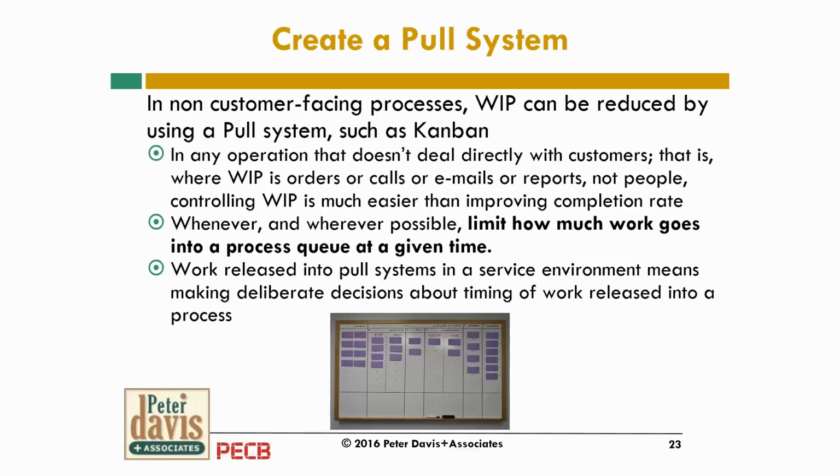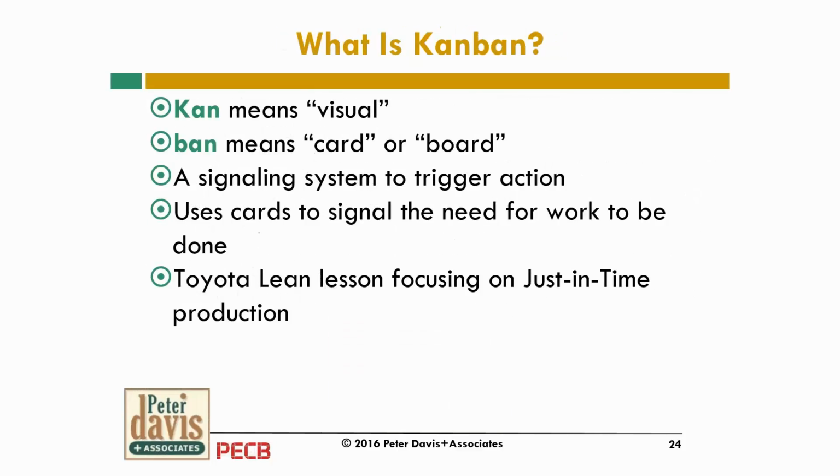So one of the things we do is we create a pull system, and the best example is shown here at the bottom of the page, which is a Kanban system. And it basically shows us what to produce, how much to produce, and when to produce it. So again, it's used to limit what we create, when we create it, and how we create it. So I mentioned Kanban, so the simplest means is that Kan means visual, and Ban means card or cardboard. So it's just a visual system. It's a signaling system to trigger action.